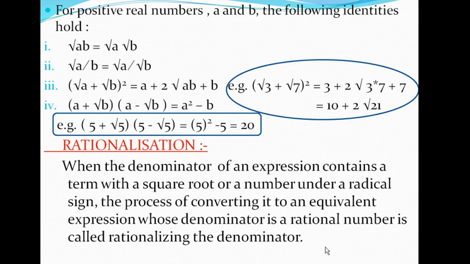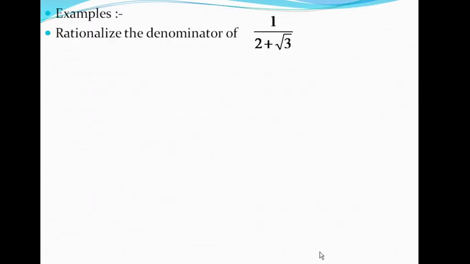See how we are going to do it with the help of an example. Rationalize the denominator of 1 upon 2 plus under root 3. See, 2 is a rational number. Okay, so this is the radical sign and we have to rationalize it. That means we have to convert it into an equivalent fraction whose denominator should be rational. So in this type of question, what we generally do is multiply the numerator as well as the denominator with the conjugate of this expression. Conjugate means the term will be the same with a different sign.